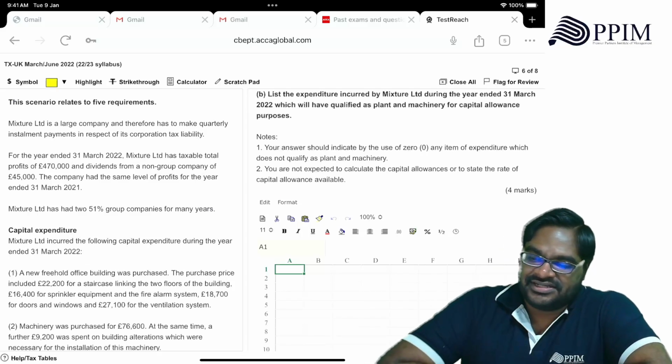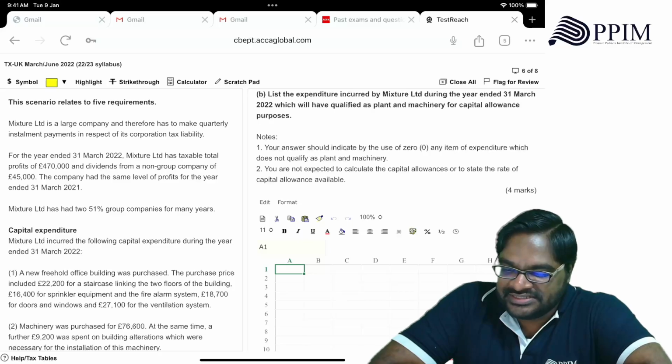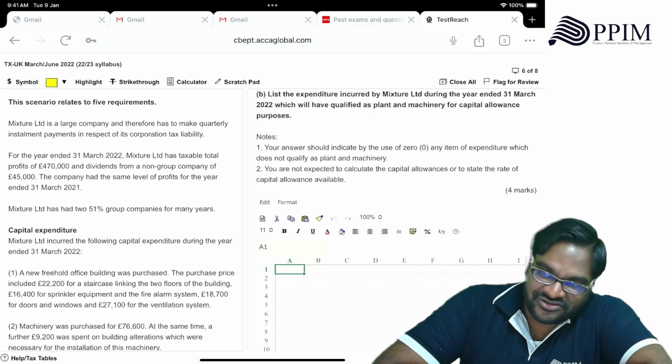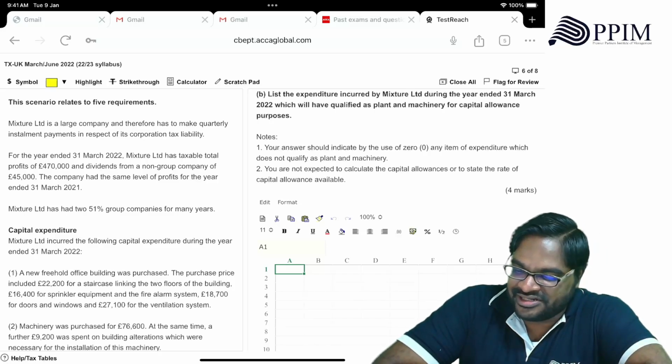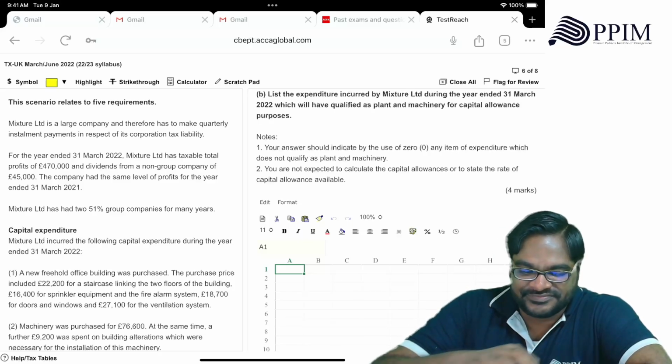List expenditure incurred by Mixture Limited during the year ended 31st March 2022, which will have qualified as plant and machinery for capital allowances purposes. Your answer should indicate by the use of zero any item of expenditure which does not qualify as plant and machinery. You are not expected to calculate capital allowances or to state the rate of capital allowances.